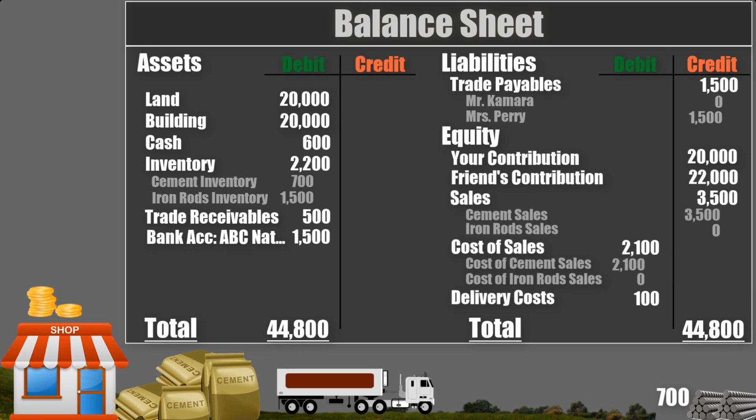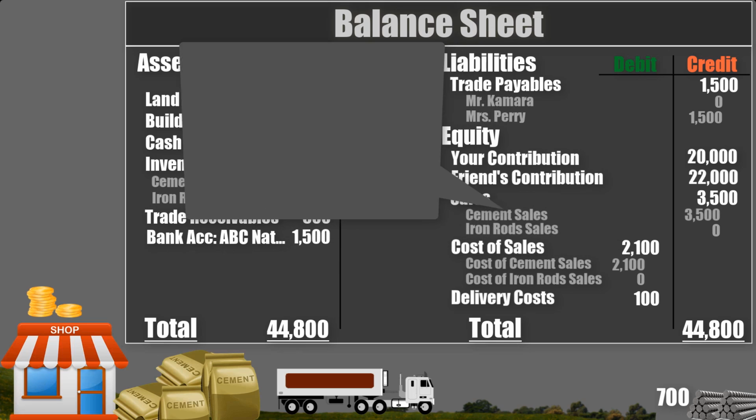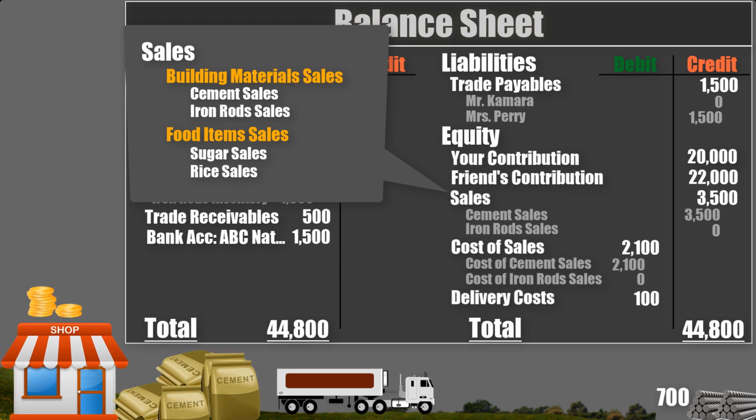This categorization directly depends on the number of products and product groups you have, as well as your preferences. For example, if you start trading food items such as sugar and rice at a later stage, then you would have 2 subgroups under the main sales account, one for building materials and one for food items.